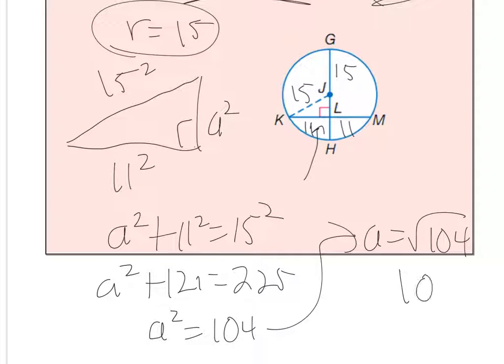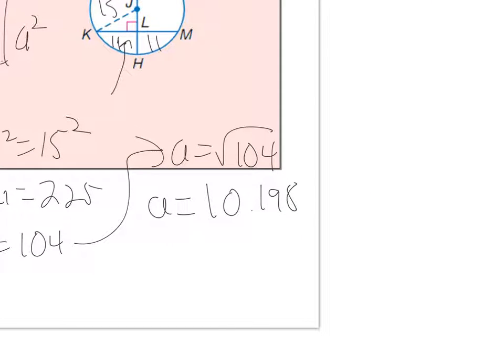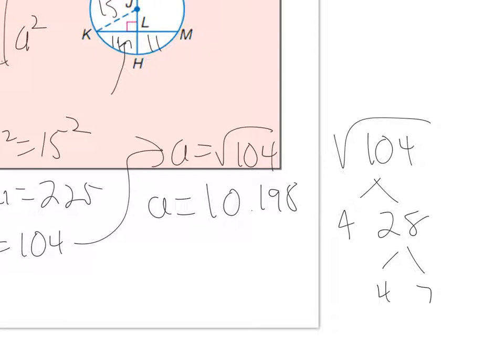It's 10.198. So that would be acceptable. If you really want to impress me, let's simplify this. So 104, you know what? If I split that into 4, that's going to be 26. So if you really want to impress me, you'd go 2 square root of 26.